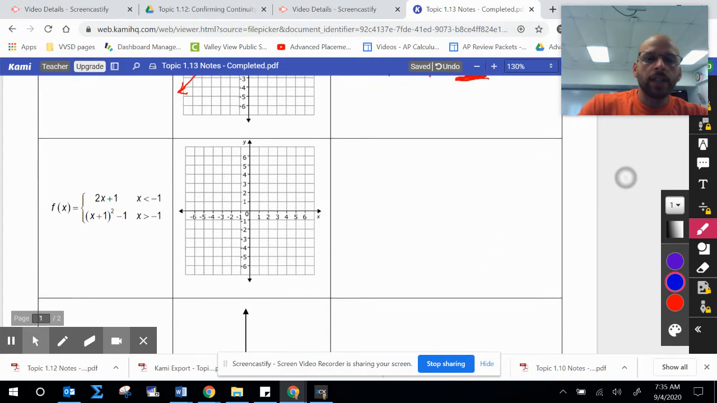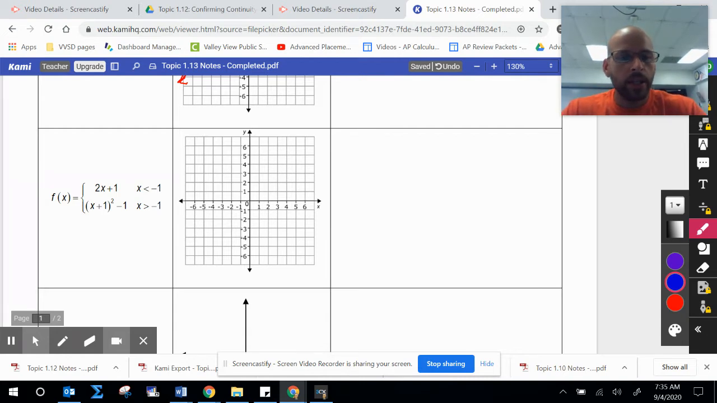All right, so let's take a look at the next one. I have a linear piece. So the left side, the piecewise starts at -1. If I plug in a -1, 2 times -1 plus 1 is going to be -1, and it's going to be an open circle. If I plug in a -2, I get -3, which makes sense because it has a slope of 2. So we know that this linear piece is going to look a little something like this.